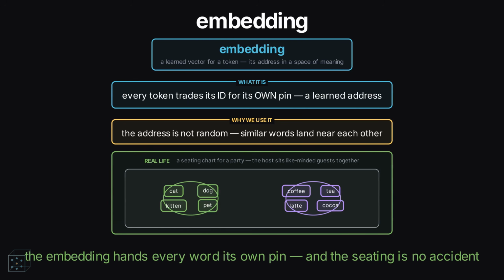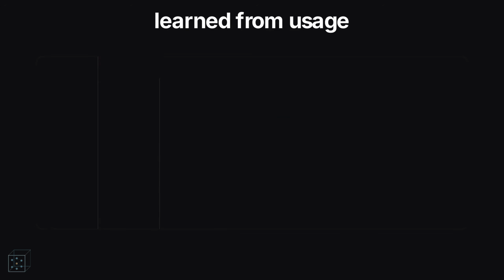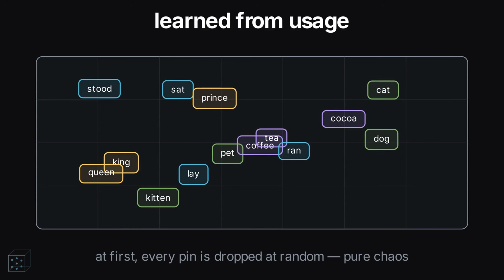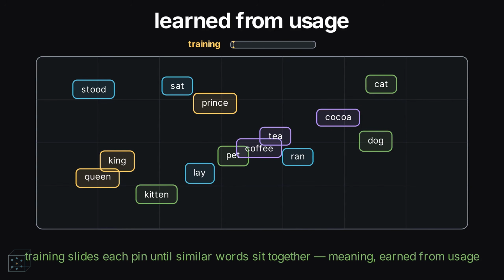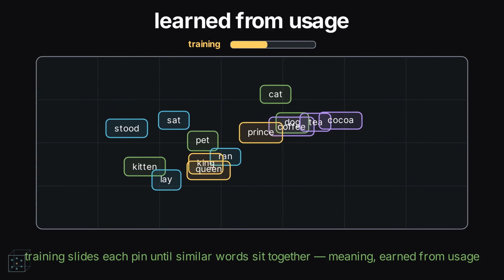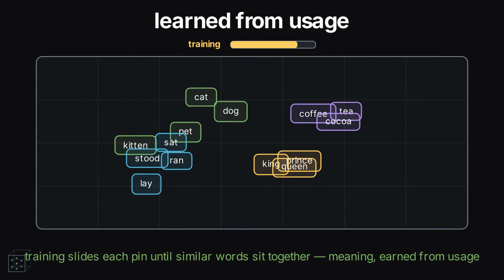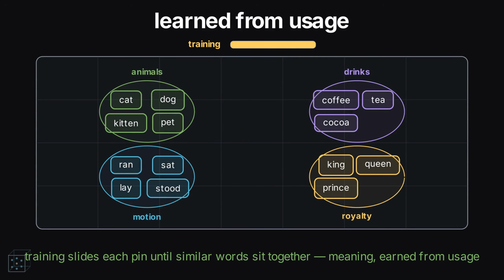At first, every word's pin is dropped at random, pure chaos, words scattered everywhere. But as the model trains on mountains of text, it slides each pin around, nudging it a little at a time, until words that get used in similar ways end up sitting near each other. Meaning isn't typed in by a human, it's earned from usage.